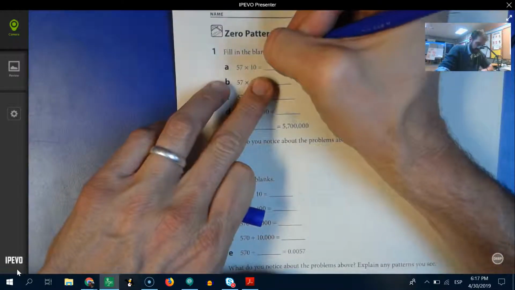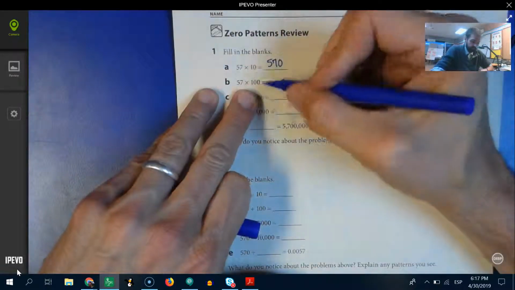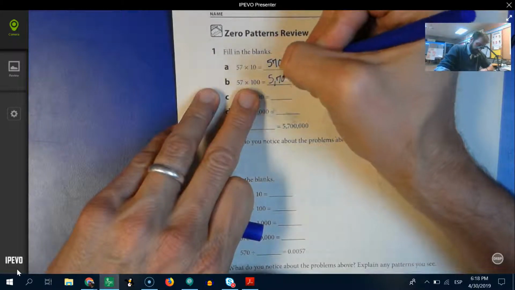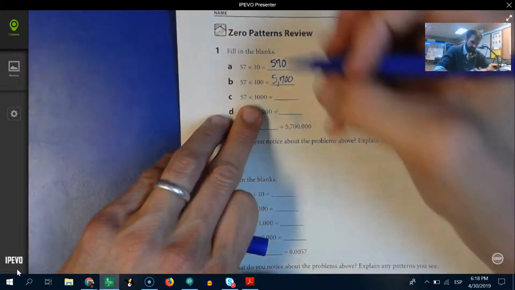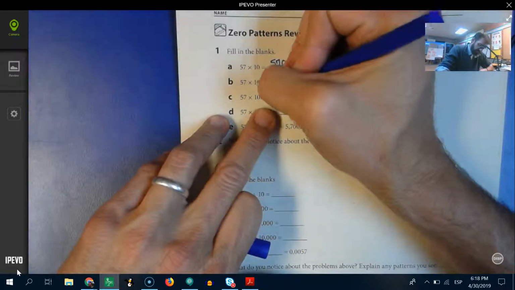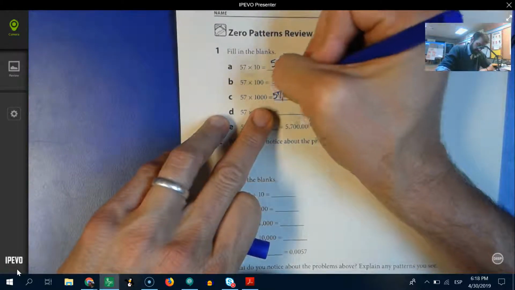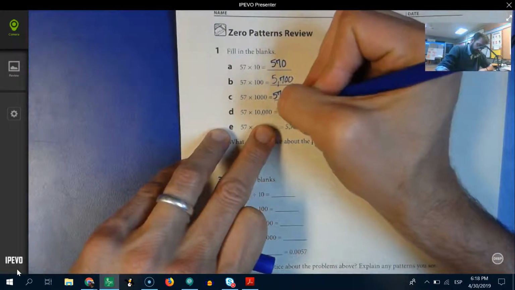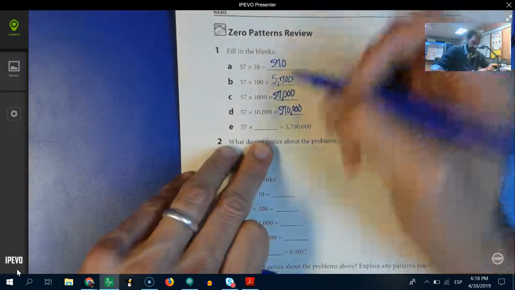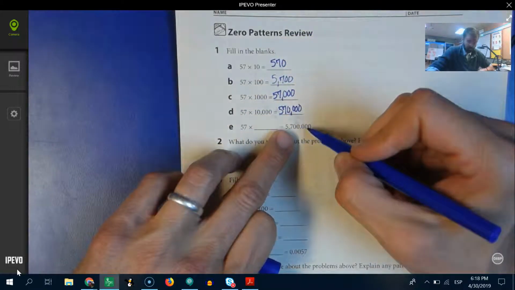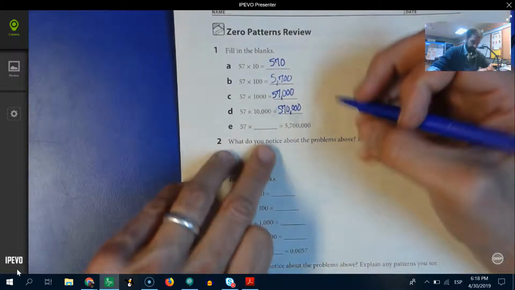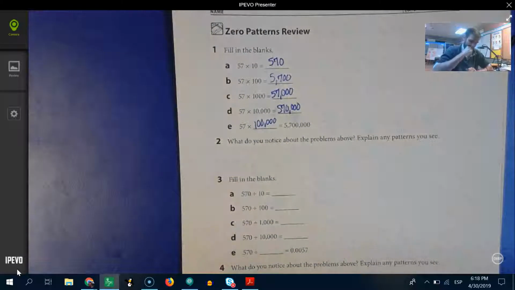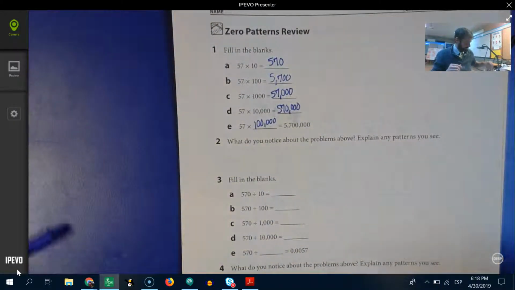57 times 10, 570. 57 times 100, 5,700. 57 times 1,000, 57,000. 57 times 10,000, 570,000. 57 times something equals 5.7 million. It's going to be 100,000. What do you notice about the problems above?